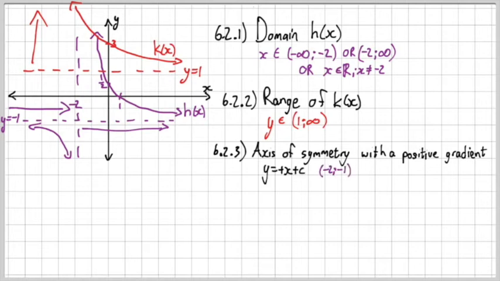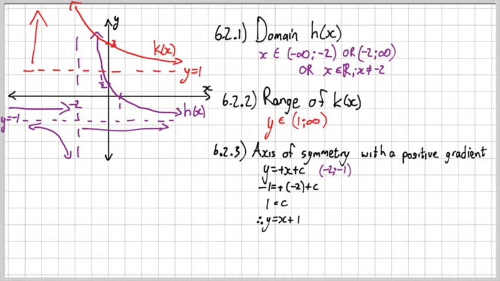It's y equal to positive x plus c, and it passes through the coordinates where the asymptotes cross. You have to know that. Now there is a second one, y equal to negative x plus c, but that has a negative gradient, so I'm not going to look at that. So now I'm going to substitute that set of coordinates in. I'm going to solve for c, and I have my axis of symmetry, y equal to x plus 1.